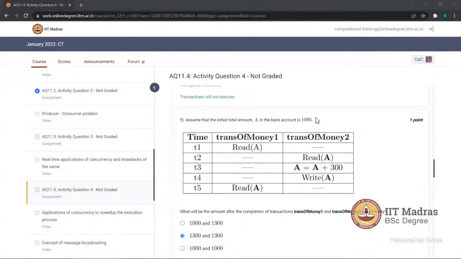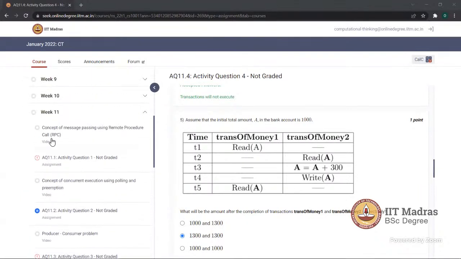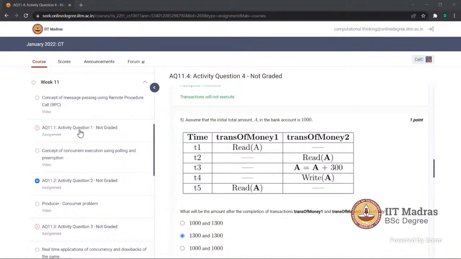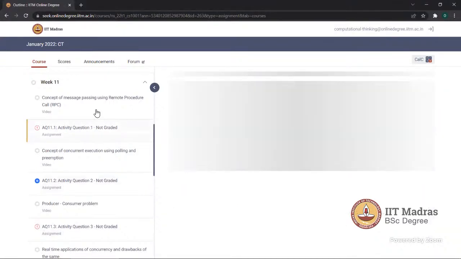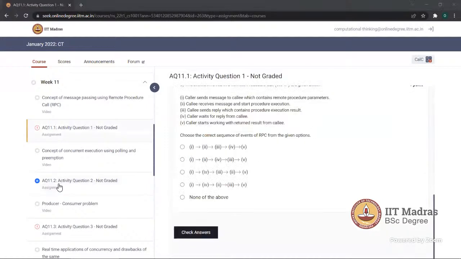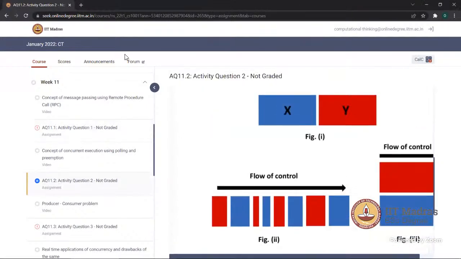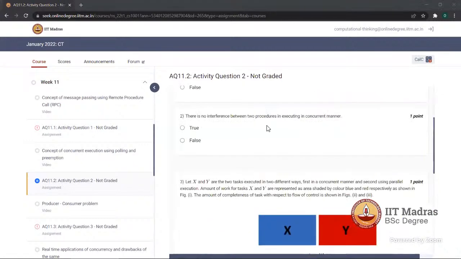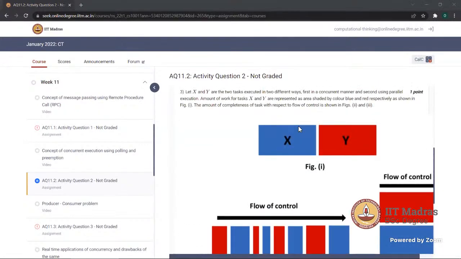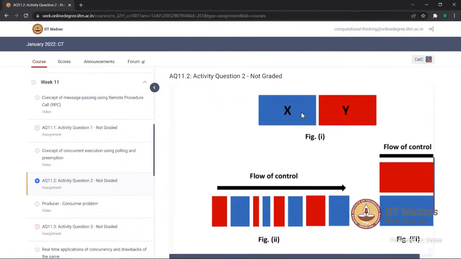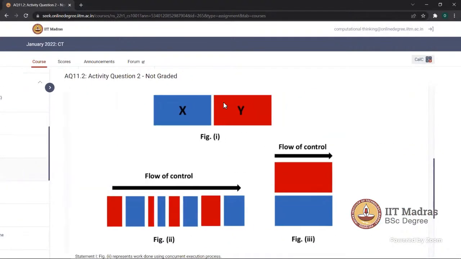Sir, can you explain the difference between parallel and concurrent? Yes, sure. I don't remember the best example. There is one activity question where red and blue color boxes are there. If anyone remembers. Yes, this one. So consider this: X is a task and Y is another task.